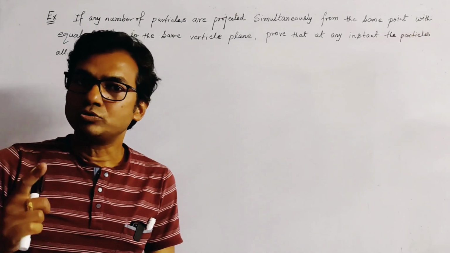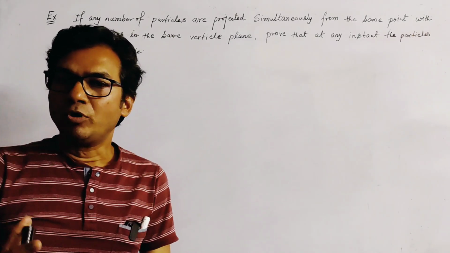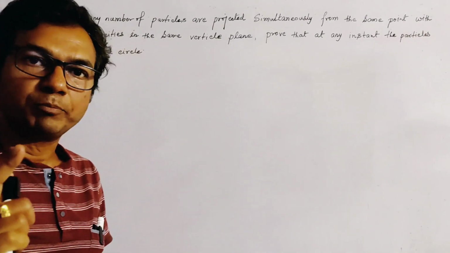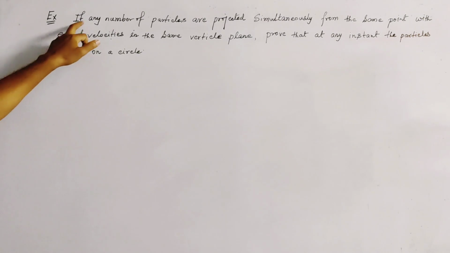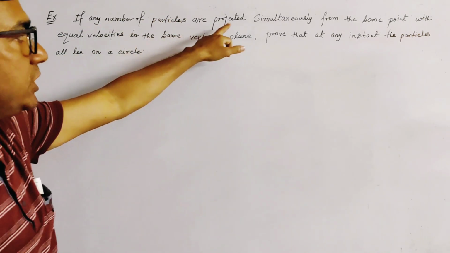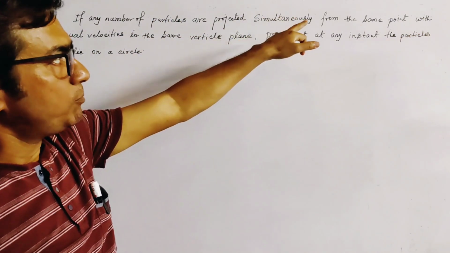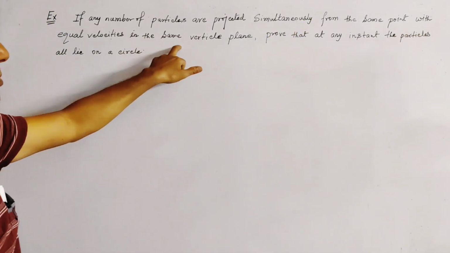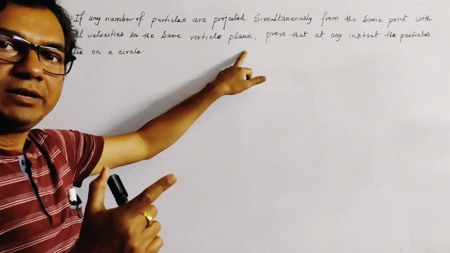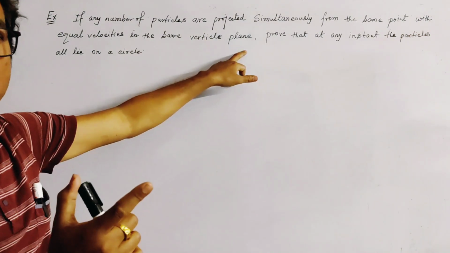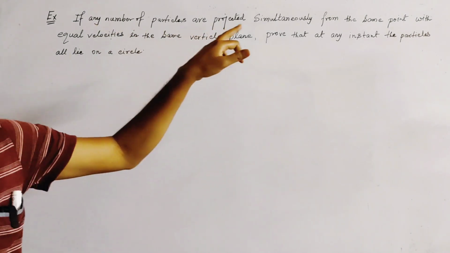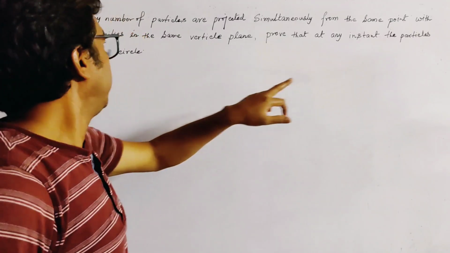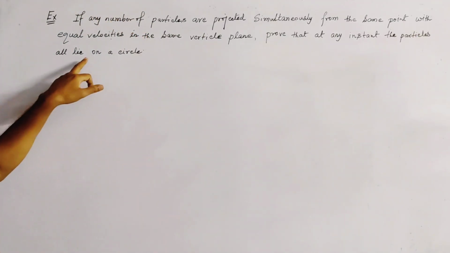In this class, we solve a problem from dynamics of a particle and from the projectile motion. And the problem is, if any number of particles are projected simultaneously from the same point with equal velocities in the same vertical plane, same point, same velocity, but number of particles. Prove that at any instant the particles all lie on a circle.